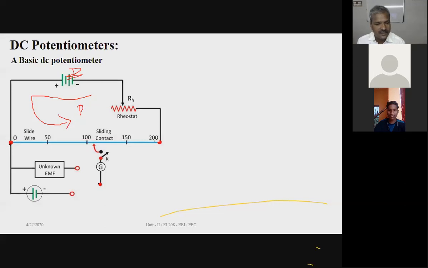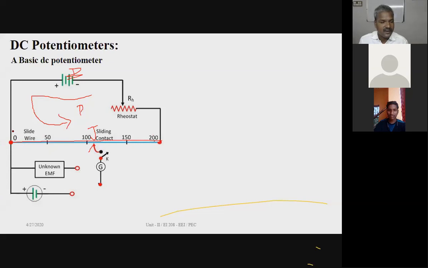Actually, this is called the slide wire. This is the slide wire contact, which you call the jockey. The jockey is used for moving the slide wire contact. This is the slide wire. Actually, the slide wire is nothing but a resistive metal resistance.